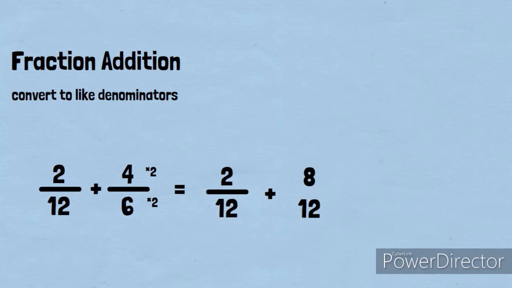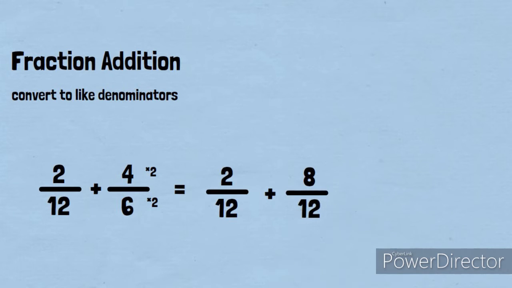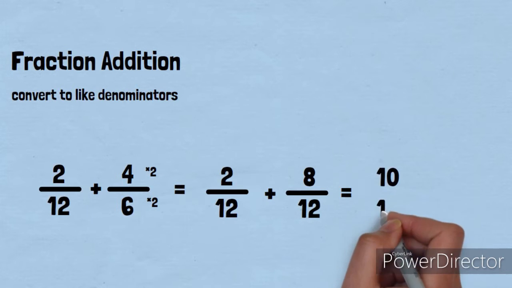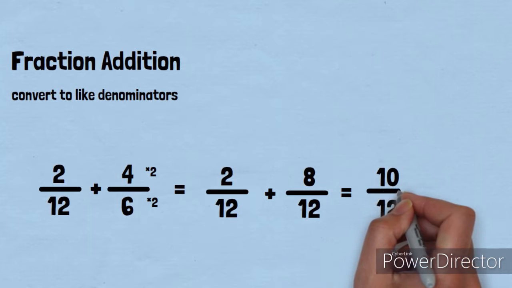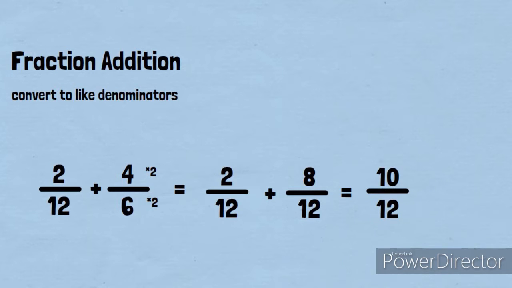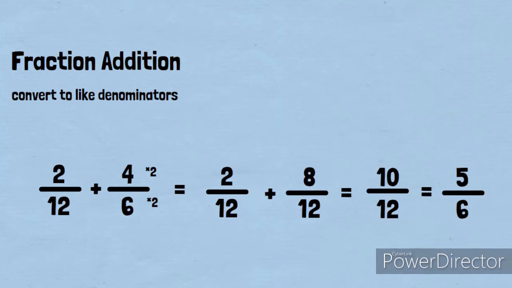When we convert them, we have the same denominators, so this makes it easier. Now we can just add straightforward. 2 plus 8 is 10. Now bring the same denominator over. That gives us 10/12. Now let's simplify. 10/12 can be simplified into 5/6. So our answer is 5/6.